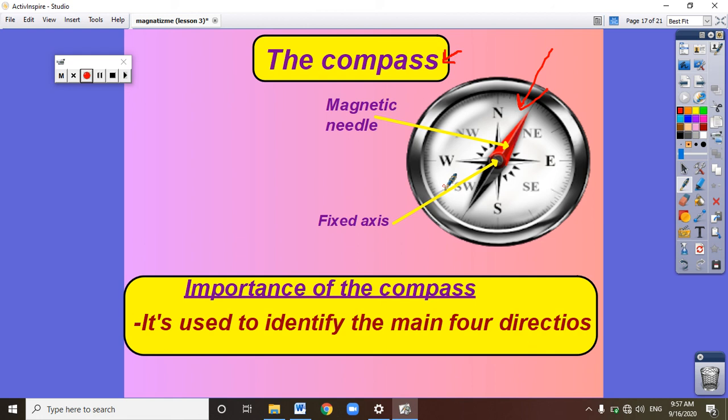This compass consists of a needle magnet. Can you see? That's a needle magnet. This one is a needle magnet. So we use the magnet to make the compass, and we use the compass to identify the main four directions. And you must know that we use the needle magnet. He will ask you which type of magnet is used in the compass. It will be the needle magnet.